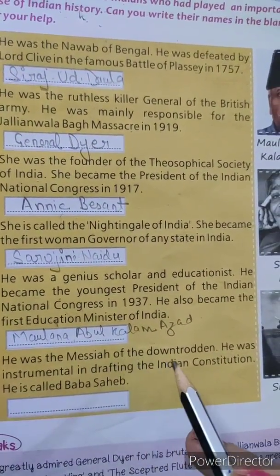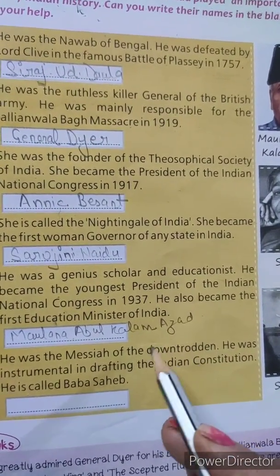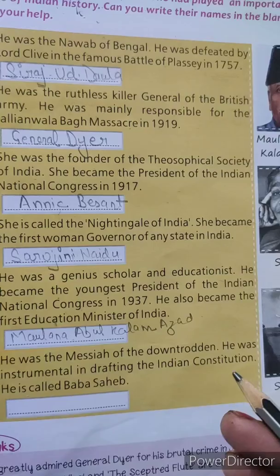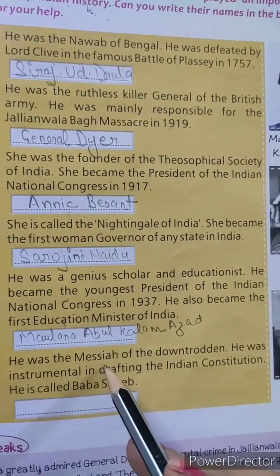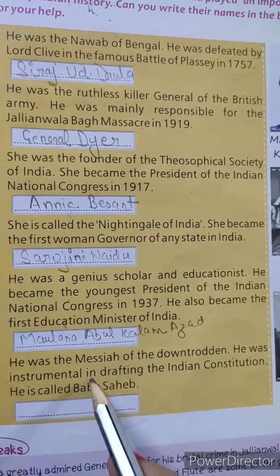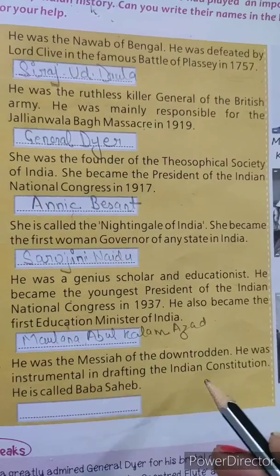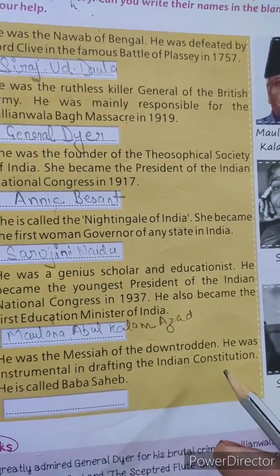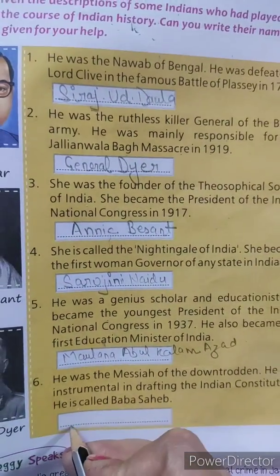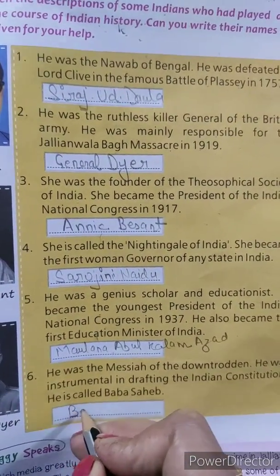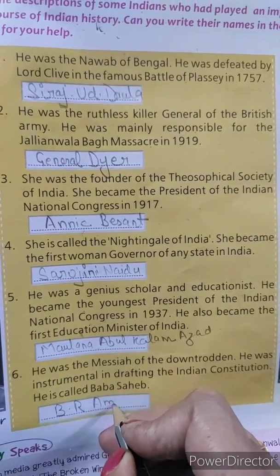So what did he do? He was the messiah of the downtrodden, means the people who belong to what is recognized as a lower community. He was a messiah for them. He was instrumental in drafting the Indian Constitution; he was the person who formed and wrote the Indian Constitution, and he is also called Baba Saheb. So we will write over here B.R. Ambedkar.